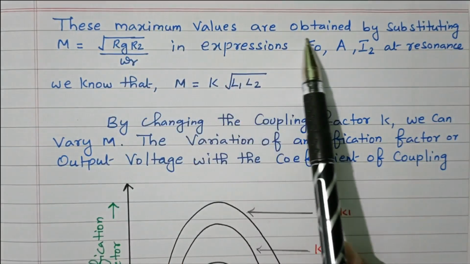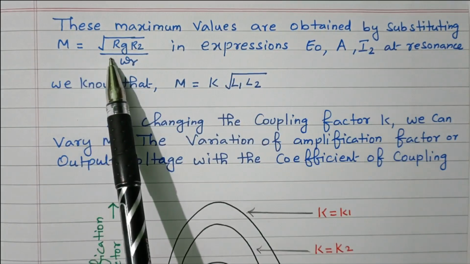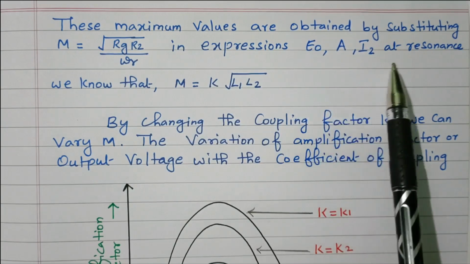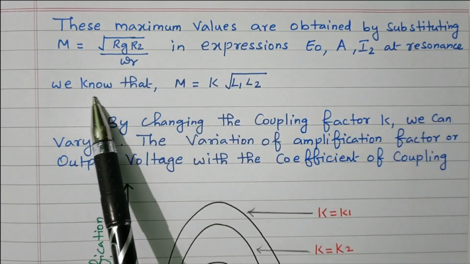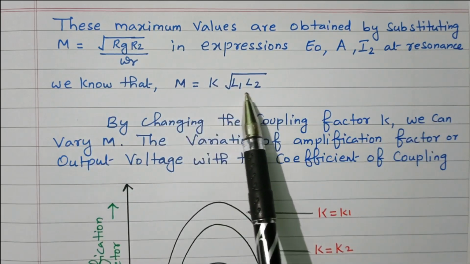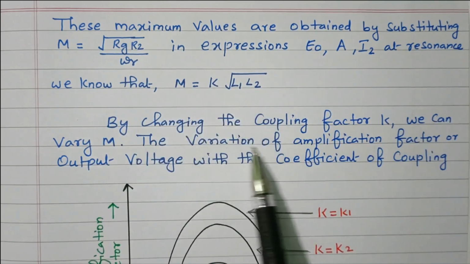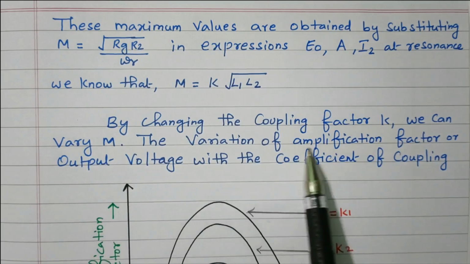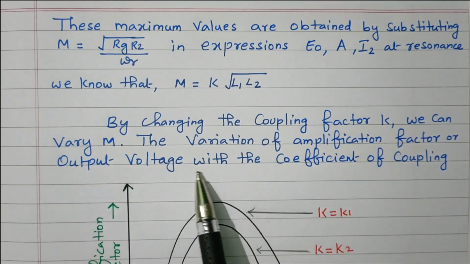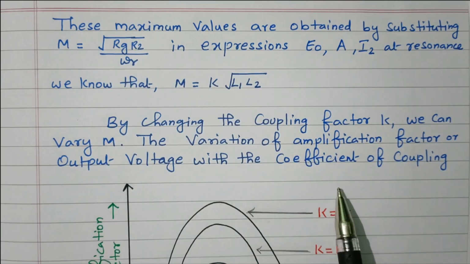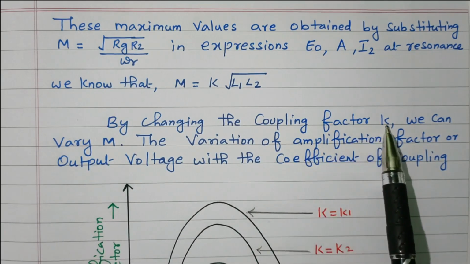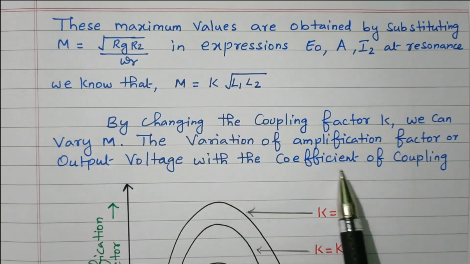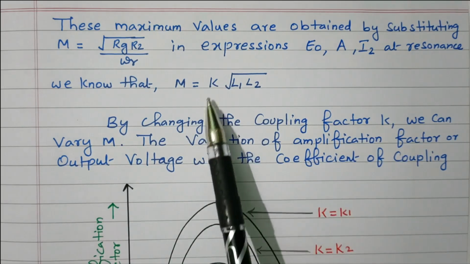These maximum values are obtained by substituting M equal to square root of Rg R2 divided by omega r in the expressions E0, A, I2 at resonance. So we know that M equal to k square root of L1 L2. By changing the coupling factor k, we can vary the M. This is the variation of amplification factor or output voltage with the coefficient of coupling. So by changing the K, we can change the M value.